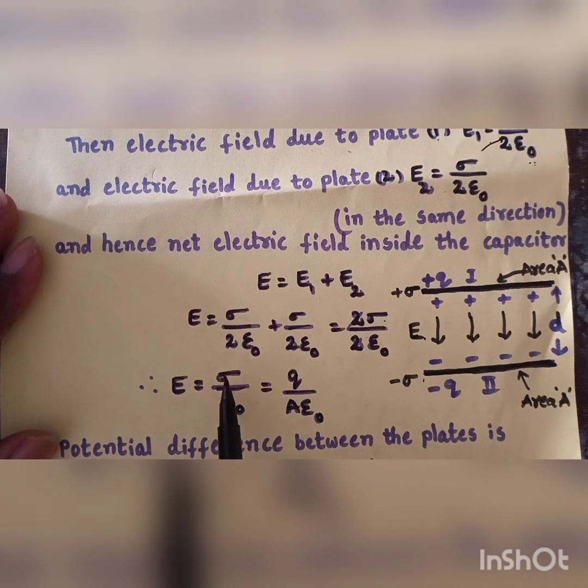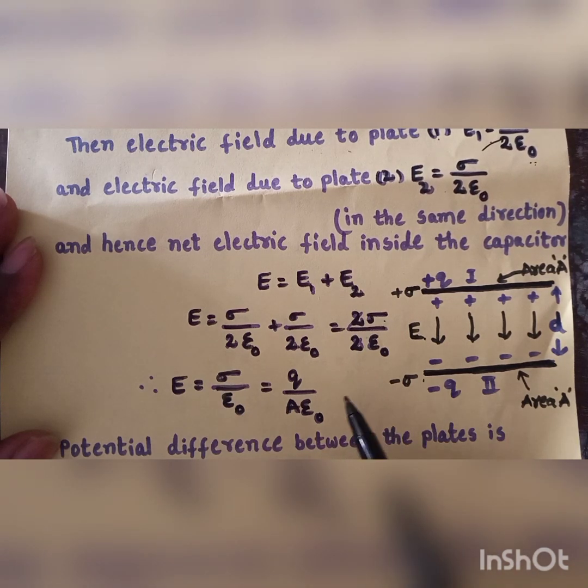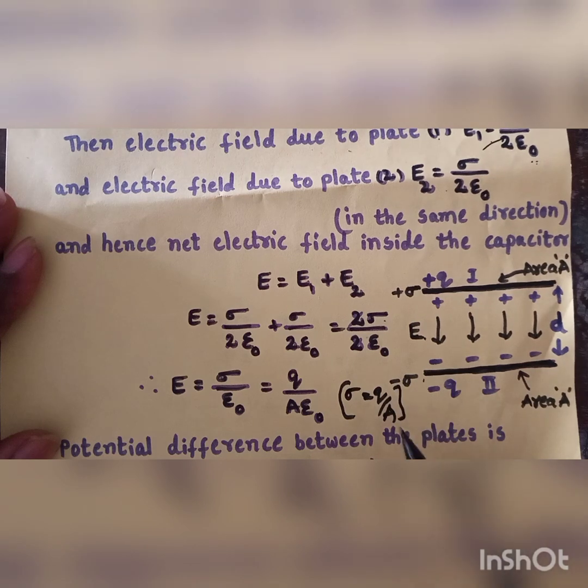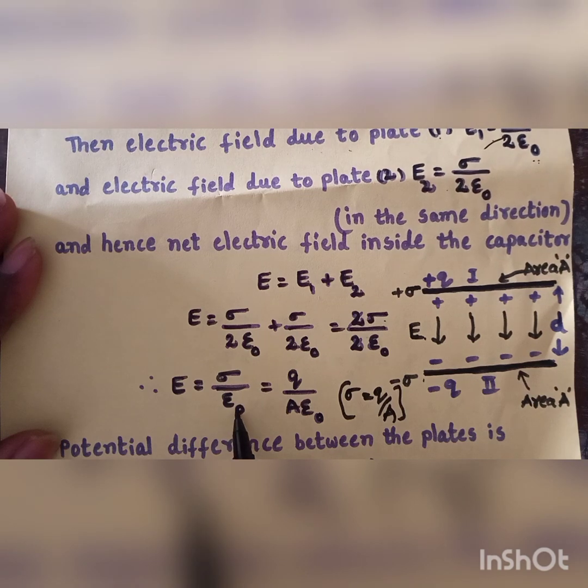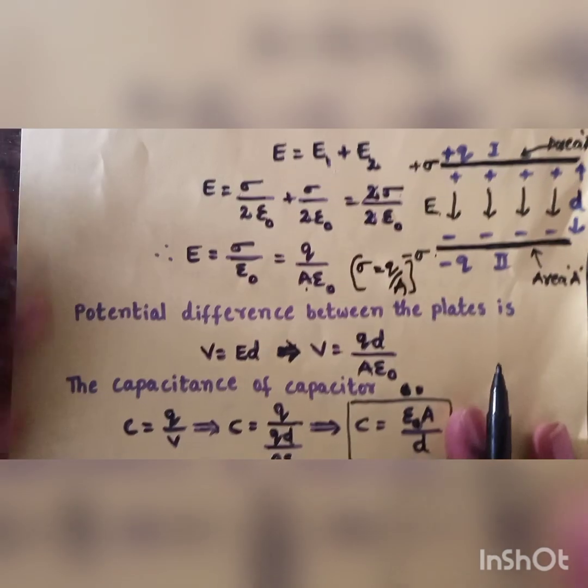Now here sigma means surface charge density. The surface charge density formula is sigma is equal to q by A. Substitute here q by A into epsilon naught. So E is equal to q by A epsilon naught.